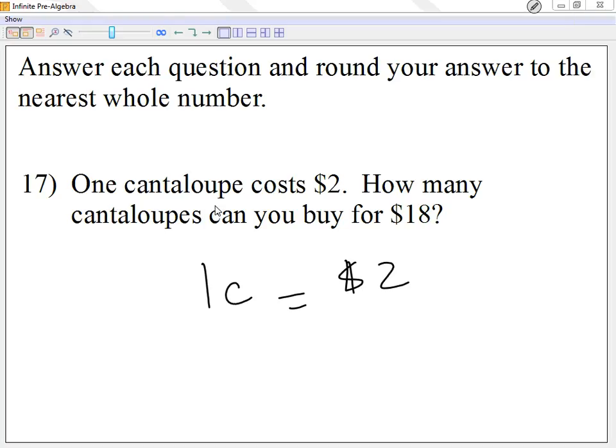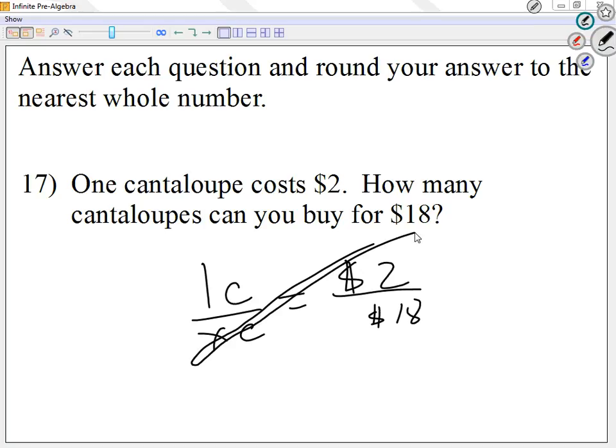How many cantaloupes can you buy for $18? I'm going to put x cantaloupes. So it says I don't know how many. X cantaloupes is equal to $18. Do notice though, in my fraction I kept cantaloupe with cantaloupe, dollars with dollars. Don't mix and match. Now that I have a proportion, 2 fractions equal each other, cross multiply.